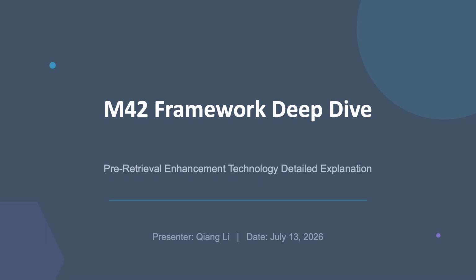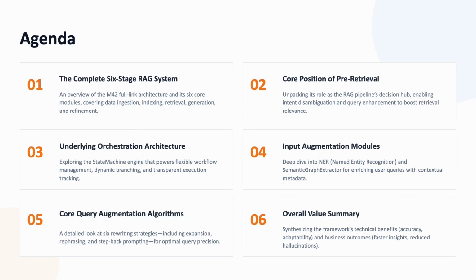Over the next 15 minutes, I will walk you through the full architecture, core logic, underlying engines, key algorithms, and practical business value of this technology. Let's jump into our agenda first. Here is our complete agenda, divided into 6 core sections. First, we will overview the 6-stage full RAG pipeline of M42 to help you grasp the overall positioning of pre-retrieval enhancement. Second, we will clarify the irreplaceable core status of pre-retrieval within the entire M42 workflow.